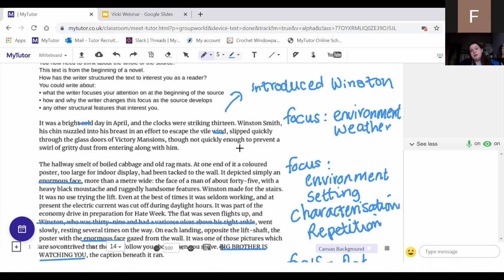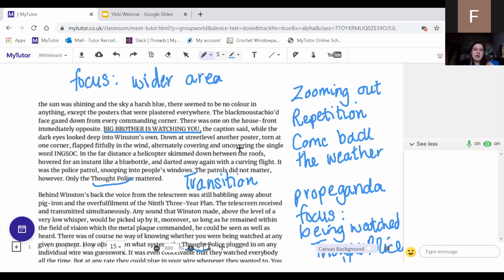Ending, so I suppose we could talk about the start. It just seems to be quite a miserable place to be. At the end, you're being scrutinised constantly. So there's a huge change from the first to the last paragraph that we've got. And zooming in and out: we zoom in on Winston and then we zoom back out to look at the wider area and how everybody's being affected in general terms.